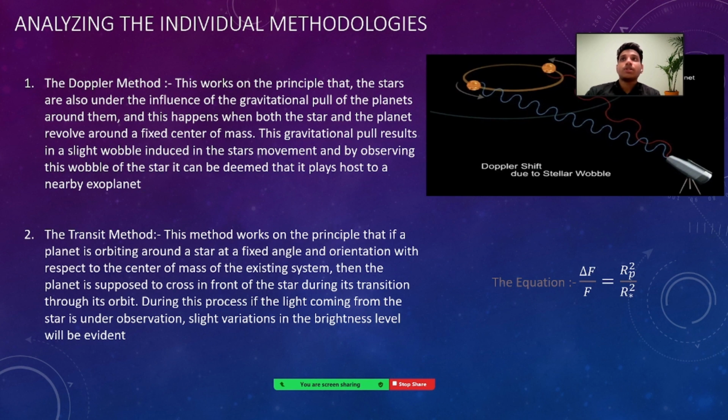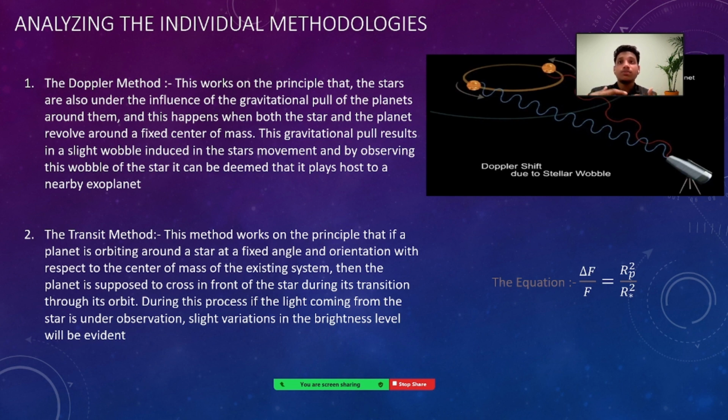Analyzing the individual methodologies. The Doppler method. This works on the principle that stars are also under the influence of the gravitational pull of the planets around them, and this happens when both the star and the planet revolve around a fixed center of mass. The gravitational pull results in a slight wobble in the star's movement, and by observing this wobble, it can be deemed that it plays host to a nearby exoplanet. Now, how do we analyze this wobble? This wobble can be analyzed by going through the light that is emitted from these stars and analyzing the spectroscopy of the light that is emitted.